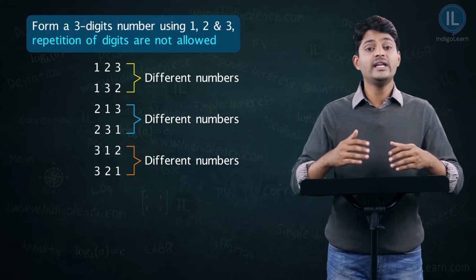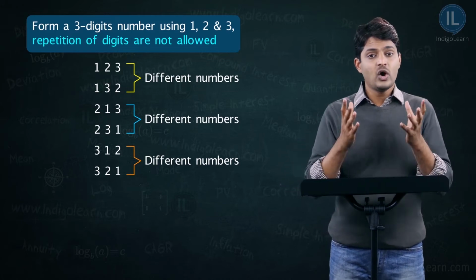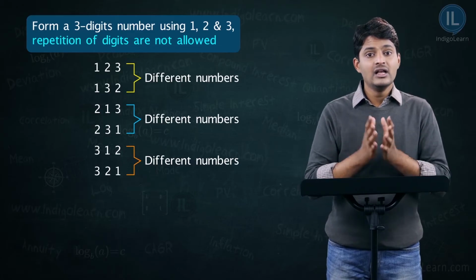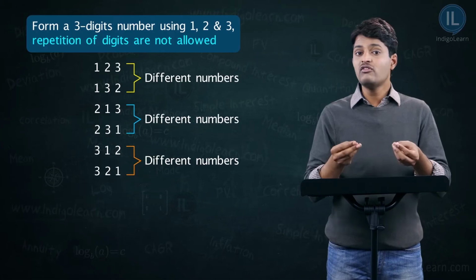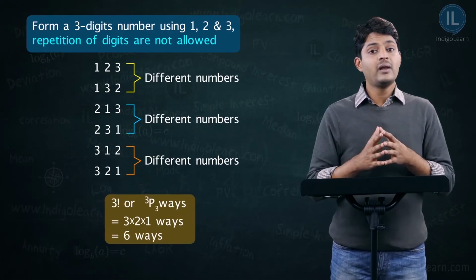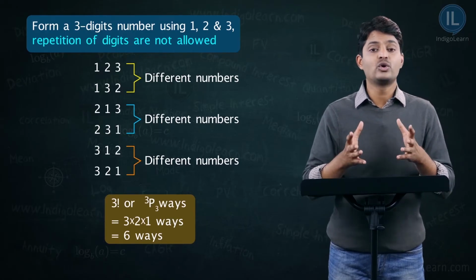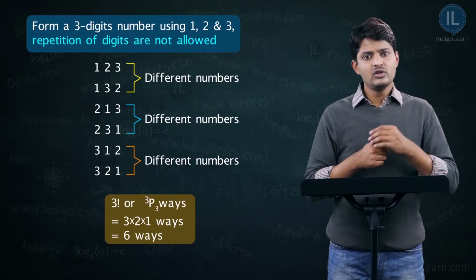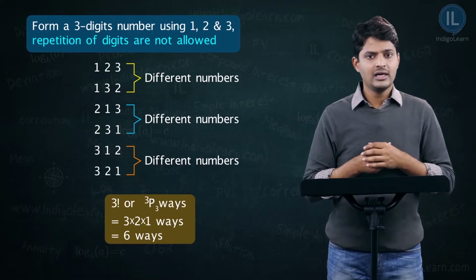So here, though I did not ask you to use permutations, by understanding that the order of arrangements is extremely important, you yourself would have done 3 into 2 into 1, or you would have applied 3P3, or you would have already said 3 factorial, correct, right? So let us try to extend this logic with one more example, correct?